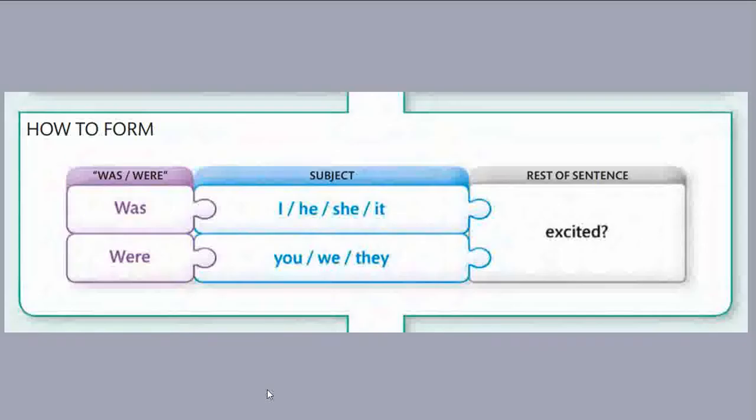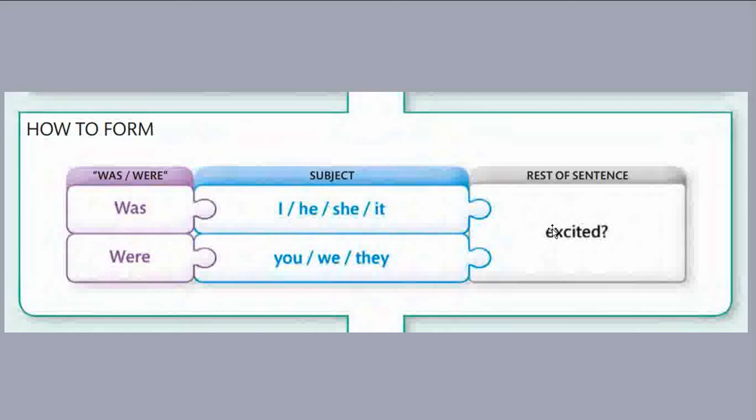Let us proceed. Let us explore the structure with was and were. What pronoun takes the word was, and what pronouns take the word were? When we have the word was, the subjects that agree with it are I, he, she, and it. So only the first person and these three third person pronouns will take the word was, and then the rest of the sentence with the question mark. Let us read one. Was I excited? Was he excited? Was she excited?